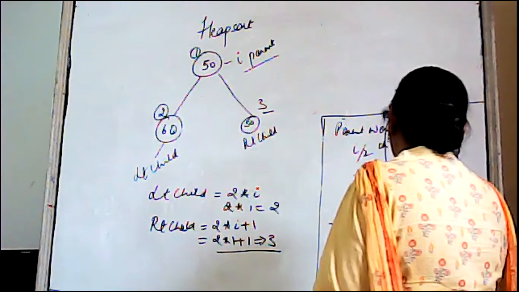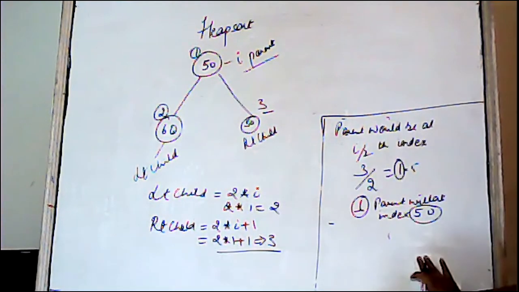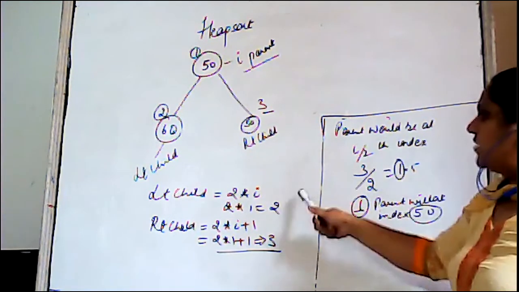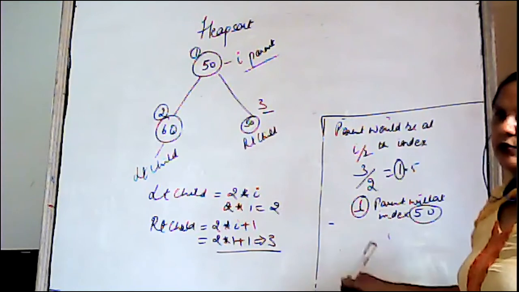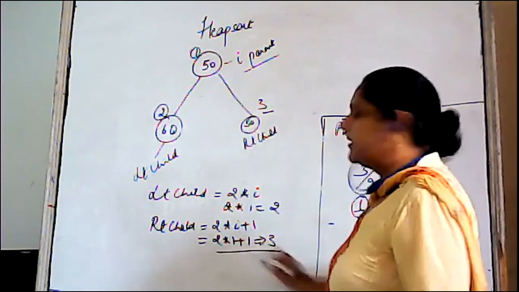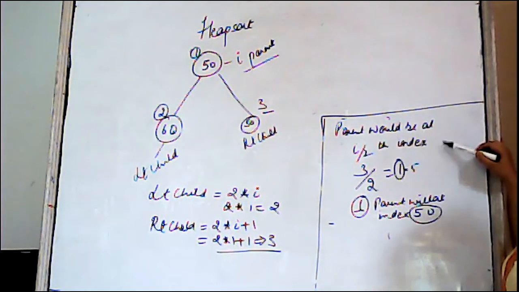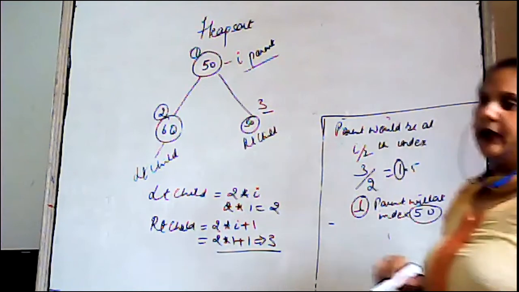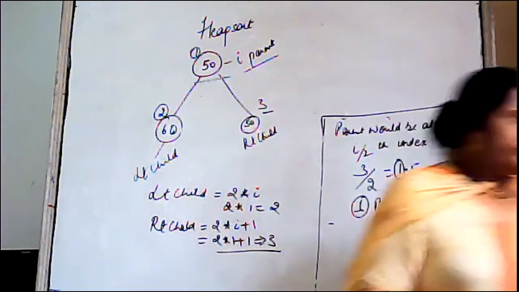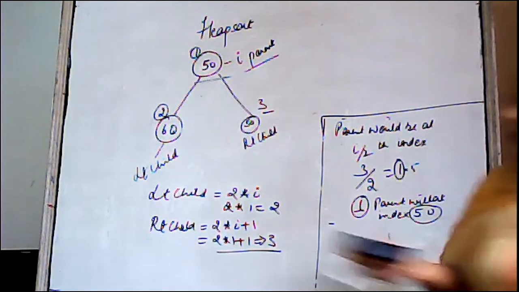That is 50. Parent will be at index 1. That is 50. Parent will be at I by 2 index. Left child will be at 2 into I, that is index 2. Right child will be at 2 into I plus 1, that is 3. Then we have parent at I by 2th index, 3 by 2, that is 1. Okay, so parent will be placed at 50. Got it? So we have to do the array representation. I will tell you how to do this.